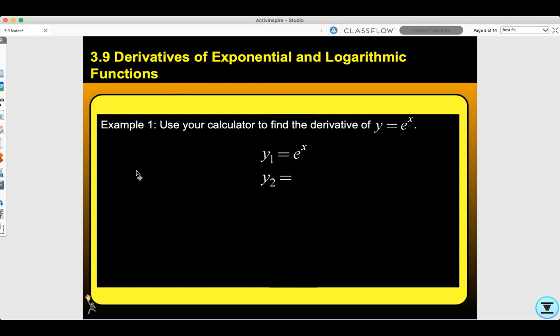Today we will be doing section 3.9, derivatives of exponential and logarithmic functions. Let's look at example 1. Use your calculator to find the derivative of y equals e to the x. So go ahead and put e to the x in y1, and then use your derivative function to find the derivative of e to the x.